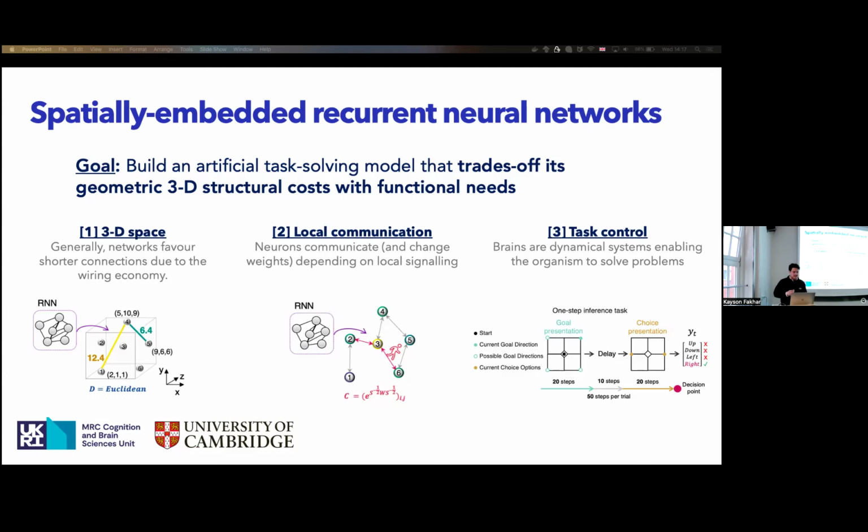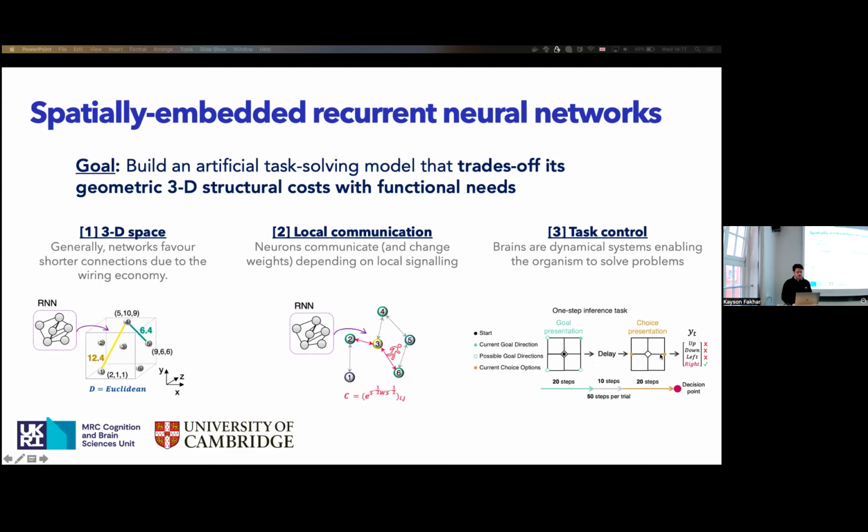So this task is effectively a one-step inference. It's very simple. The idea is that you have to observe a goal location early on in the task. In this case, it's in the top right location of the maze. And then it goes away, and then you have a period of delay. So you have to memorize that the goal was in that particular location, and then later decide left or right and go towards the goal.